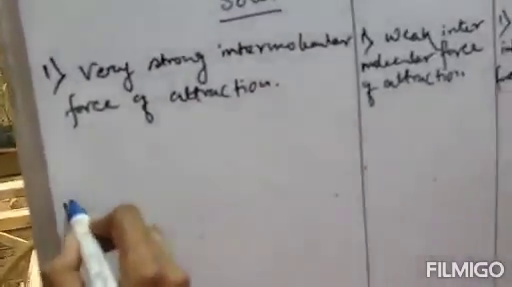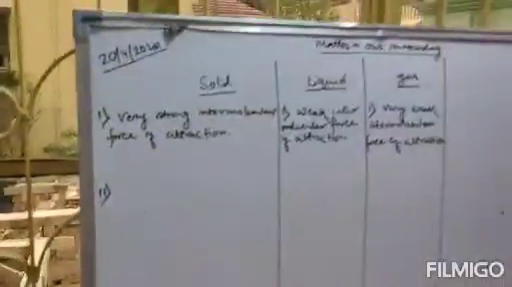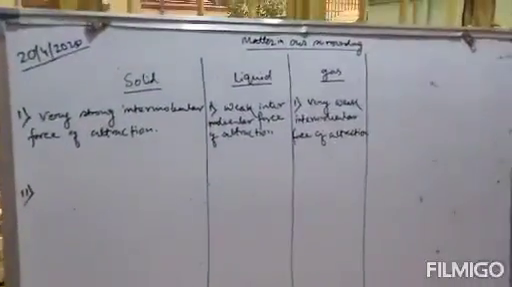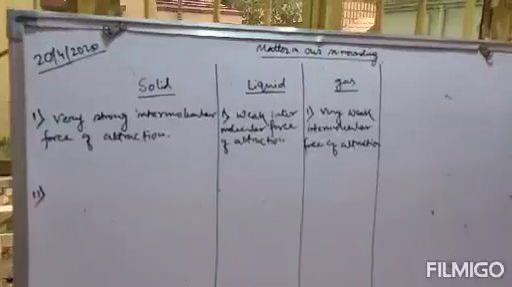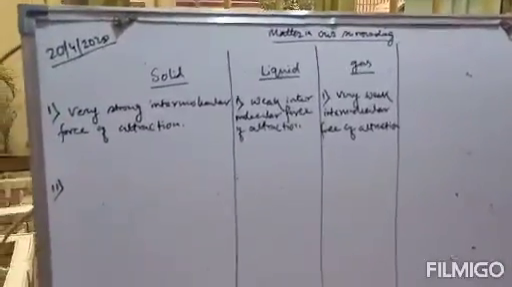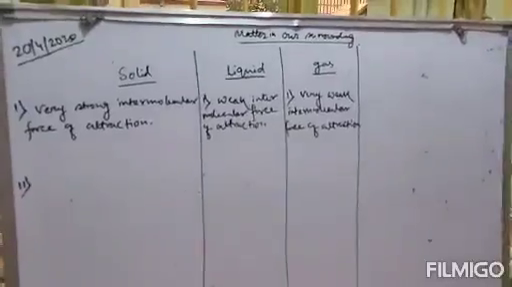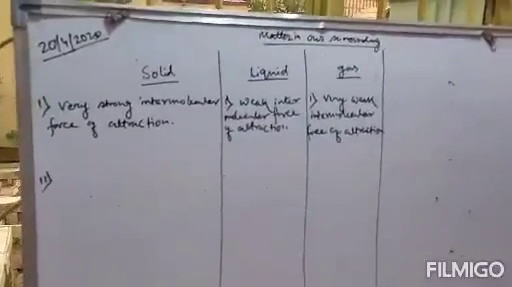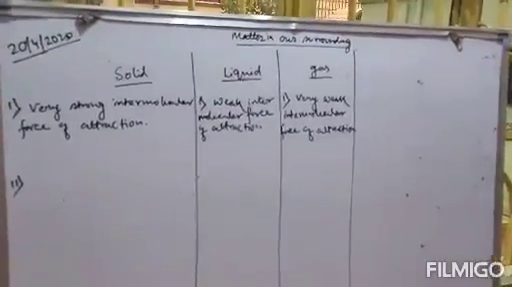Next, property number 2. This will be based on intermolecular distance. What is intermolecular distance? The distance between the two molecules is known as intermolecular distance. The intermolecular distance is very less in solid.